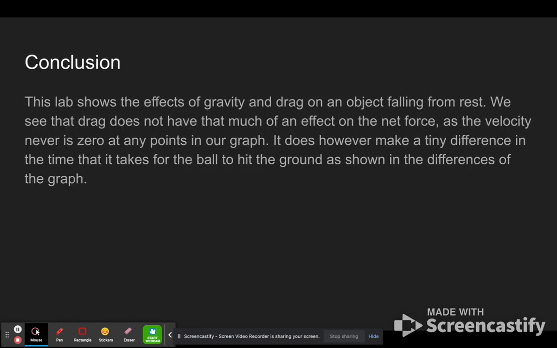So in conclusion, this lab shows the effects of gravity and drag on an object falling from rest. We see that drag does not have that much of an effect on force, as the velocity is never 0 at any point in our graph. However, it does make a tiny difference in the time it takes for the ball to hit the ground, as shown in the differences in the graphs. My errors could have been from my drag constant, because it was just a rough estimate, so I'm not sure if that was correct. And then also the axes changes.